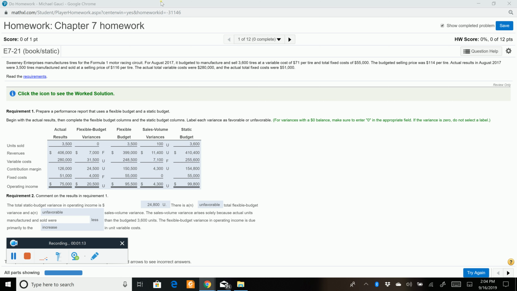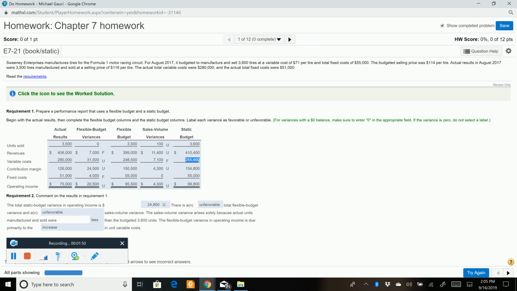Okay, so basically what we're talking about here is this last column, the static budget column. The units sold, it was budgeted for 3,600. And the budgeted selling price was $114 per tire. So if you take 3,600 times 114, that would give me the budget for the revenue, the static budget. All right, and the variable costs are budgeted to be $71. So if you take 3,600 times 71, you'll get your variable costs.